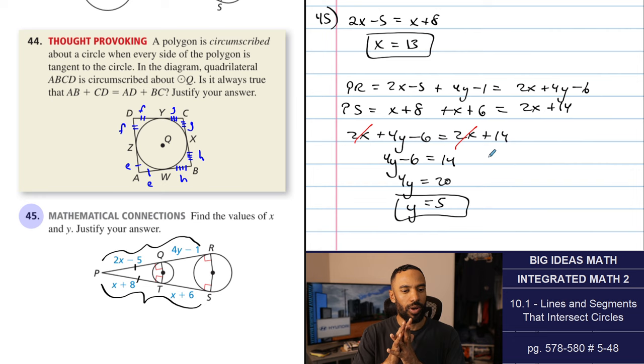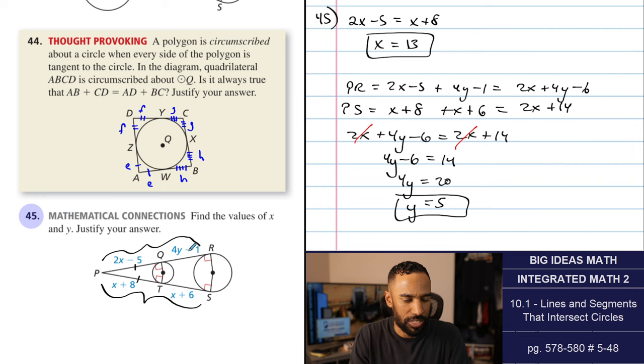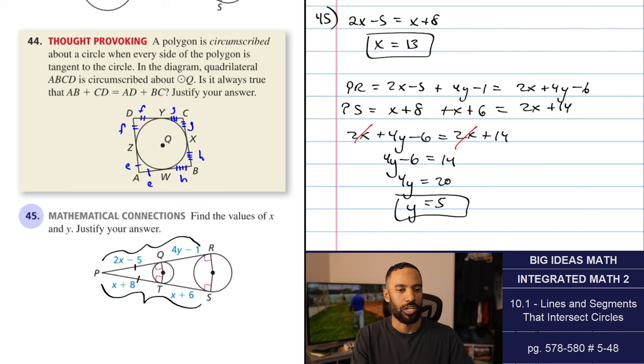Now, to verify, would I still get the same answer if I did substitute 13 for x in here? 13 plus 6 is 19. 4 times 5 minus 1 is 19. Yeah, you still get the same thing regardless. So it works out, no matter which way I go about it. Love it.